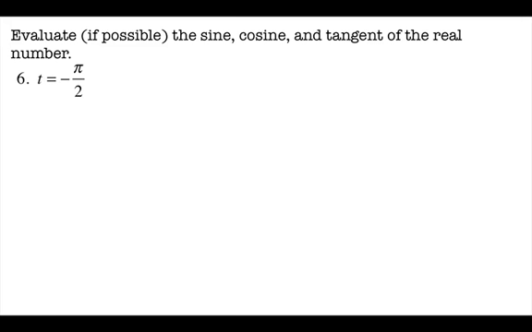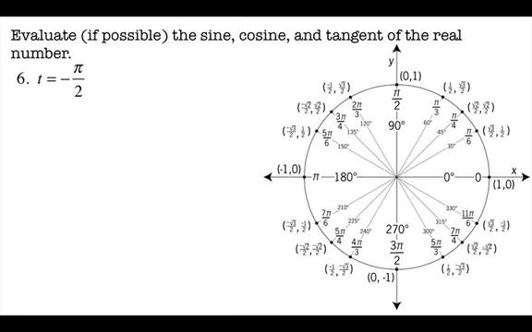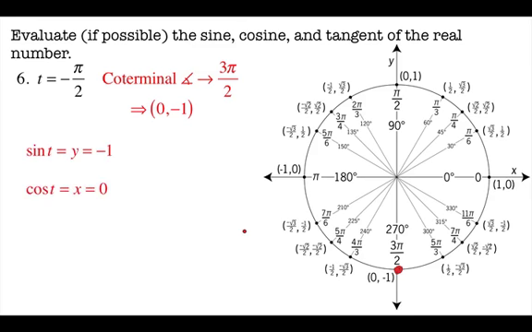It says evaluate, if possible, the sine, cosine, and tangent of the real number t, very similar to the previous example. So now we're looking at negative pi over 2. So we are here. Notice this is coterminal to this angle. The coordinate value is (0, negative 1). So we look for the sine, which is just the y value. We look for the cosine, which is just the x value. And the tangent is going to be y over x.